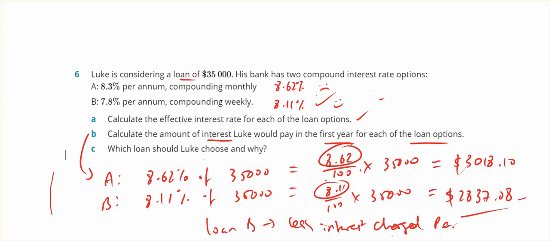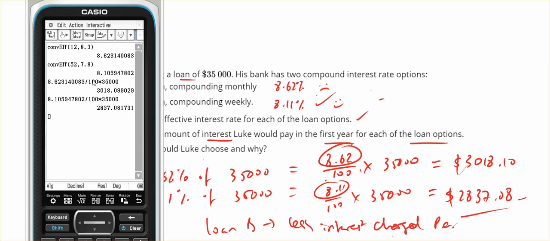Hopefully that helps. So what I wanted you to get out of this question is how to use the convert effective interest rate and how to calculate the interest you pay for a year. So you just divide the interest rate by 100 times the principal amount. Hopefully it helps.